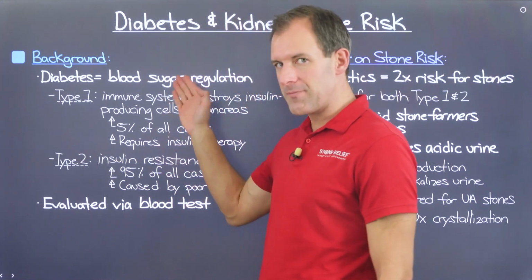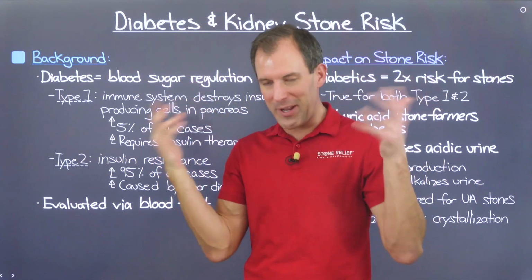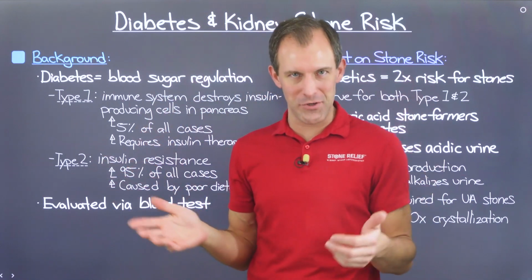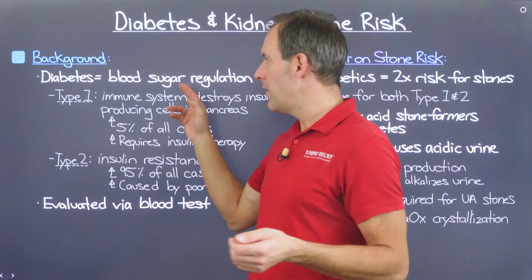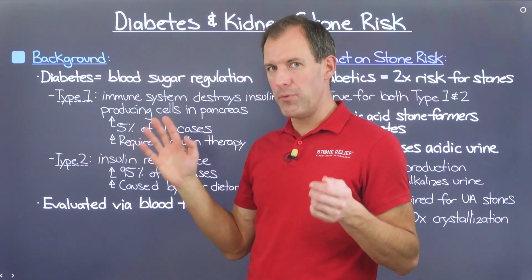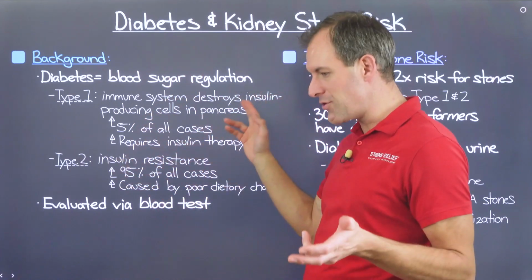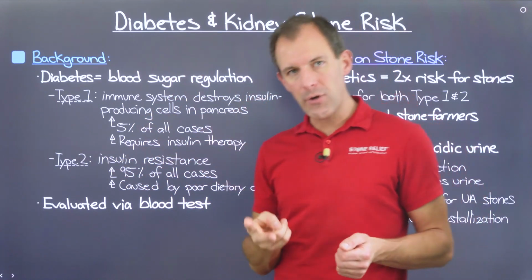On the surface, diabetes is this complicated, convoluted thing that a lot of the population happens to be suffering from. However, simply put, diabetes is all about blood sugar management and regulation in our body. And there are two different types.